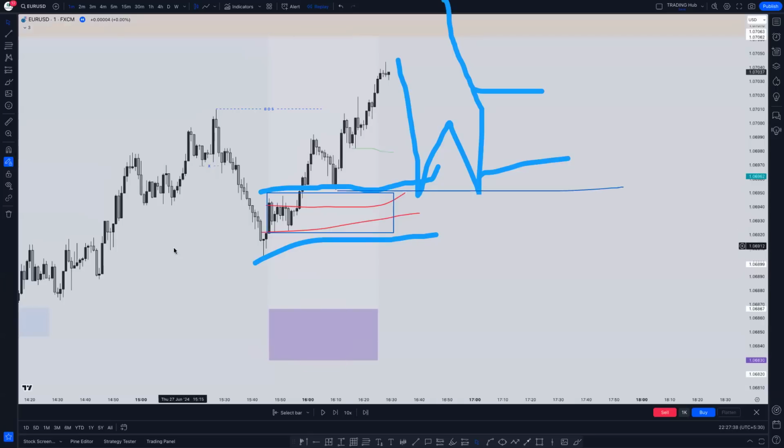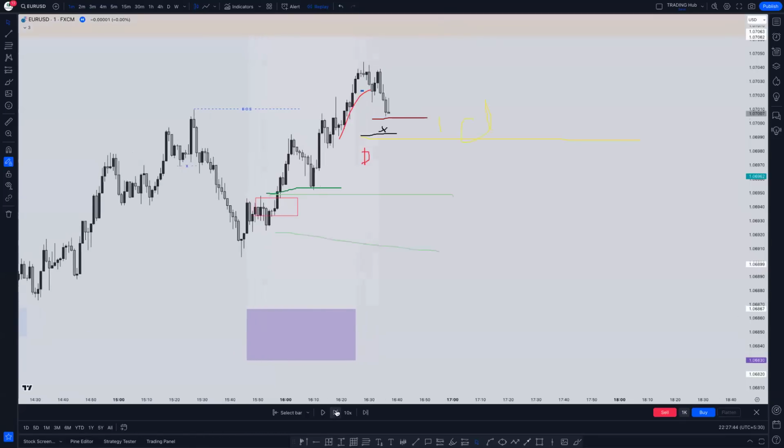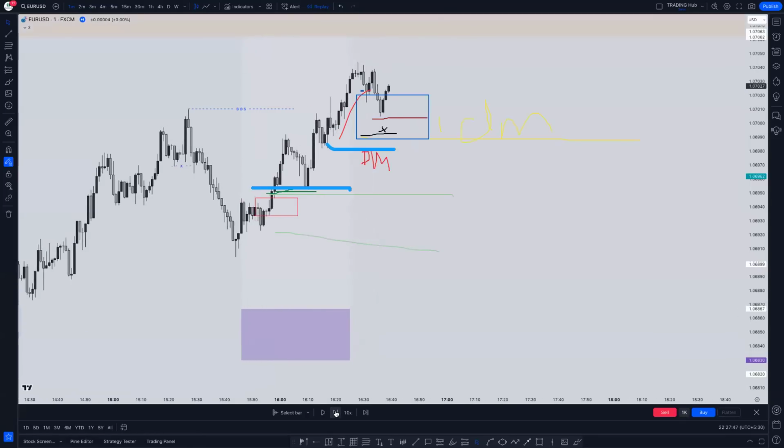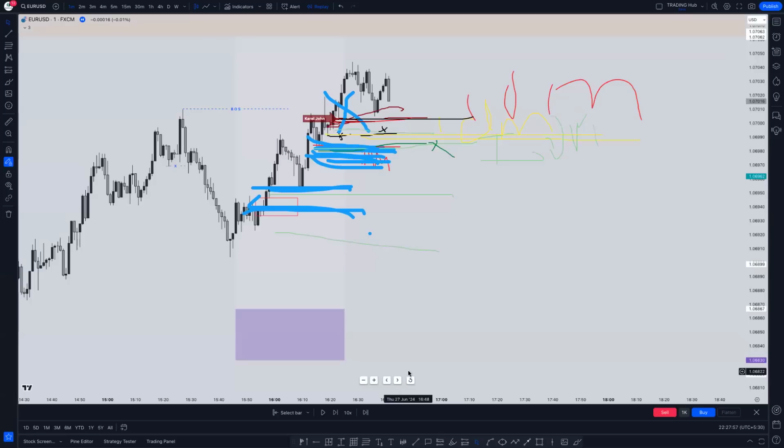You have to wait for it to firstly take out the inducement. So where is our inducement? Right here. Let's see. Where is our inducement, everyone? And where is our minor inducement and where is our major inducement? Now you will get one more answer here about the major and minor inducement.